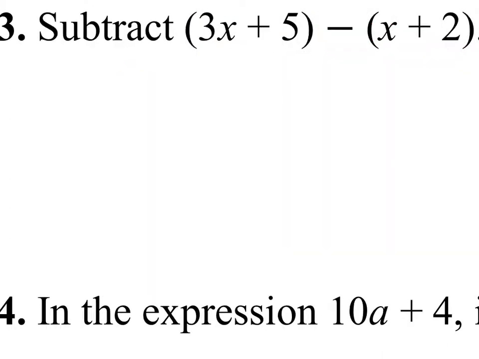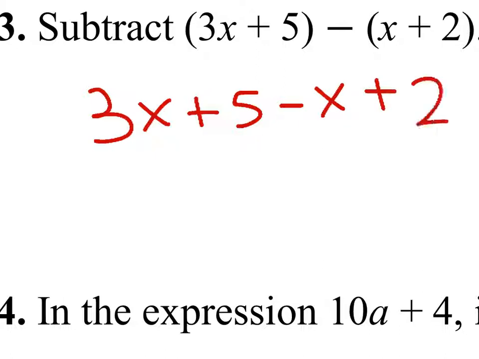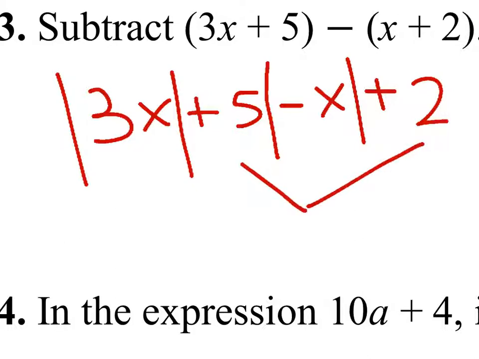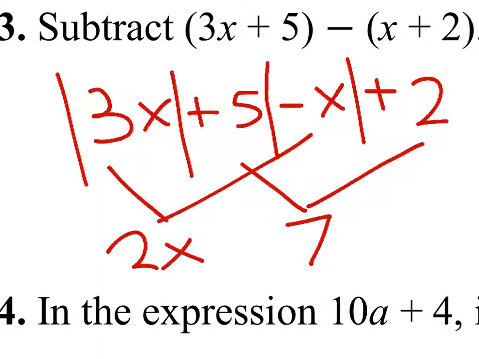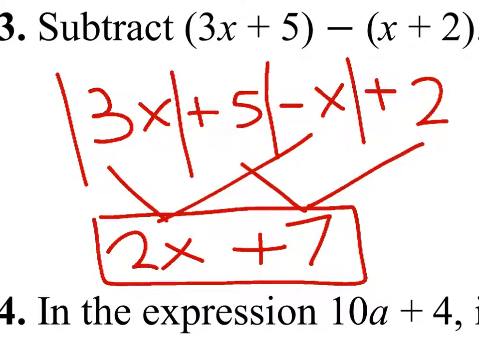Do I have to explain it? Well, I do 3x plus 5 minus x plus 2. So I split mine up. And then I combined like terms, and this is 2x, and this is a positive 7, so it's 2x plus 7. Bam. Is that right? We'll see.